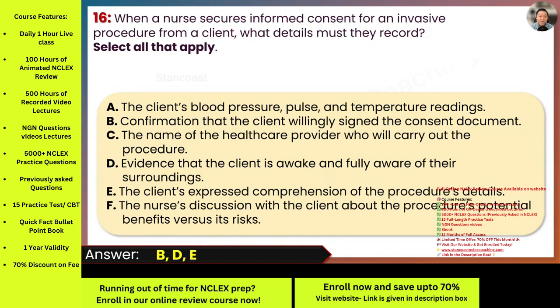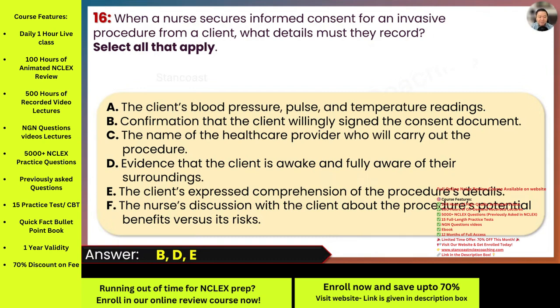Letter D is also correct because a patient must be mentally capable of understanding what they are signing. So in a case wherein the patient is drowsy, confused, or disoriented, the consent is not valid.